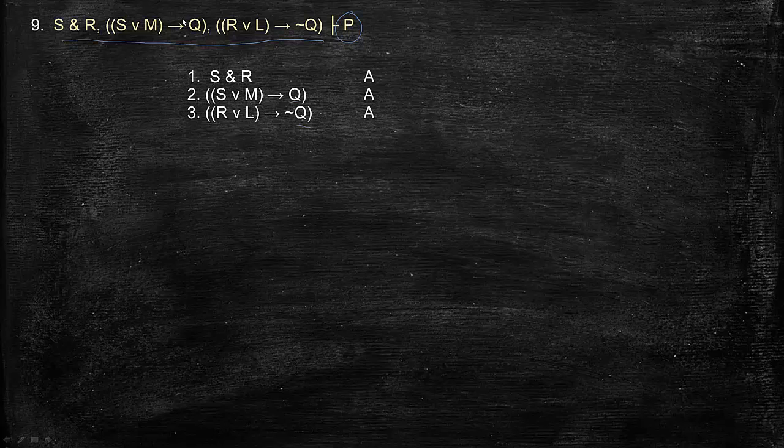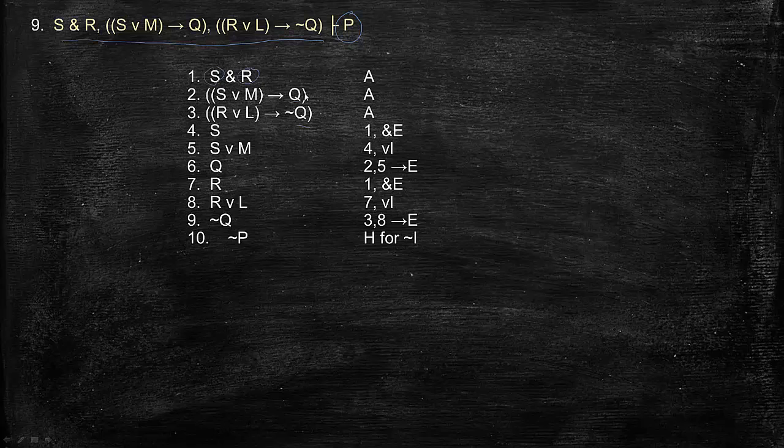Well, take some time to try on your own, but clearly we've got S and R free and clear, right? S is going to give you S or M. R is going to give you R or L. So we have the antecedents to both of these, so we've got Q and not Q, right? So you should be able to take that on your own. Go ahead and shut me down and build all these hypotheses. So we've got Q and we've got not Q by a very straightforward set of inferences.